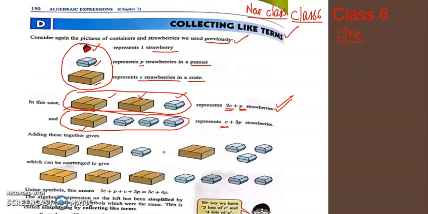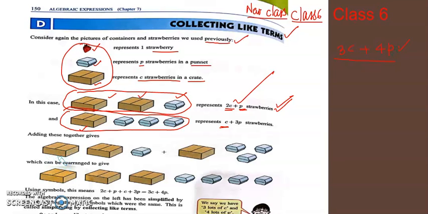Adding these together means you have to add 2C plus P, which is here, and C plus 3P, which you can see here. So if you add them, you will get 3C, 2 plus 1, 3C, and 3 plus 1, that is 4P. So adding together we got 3C plus 4P.